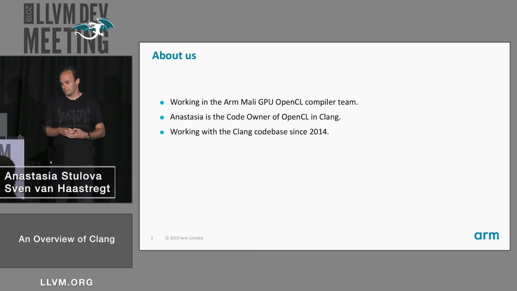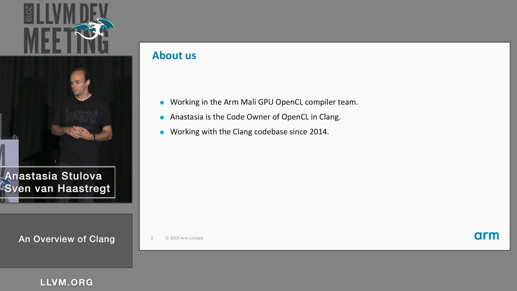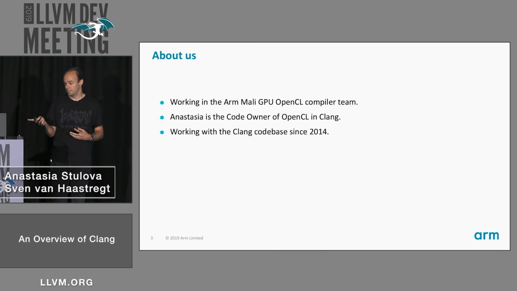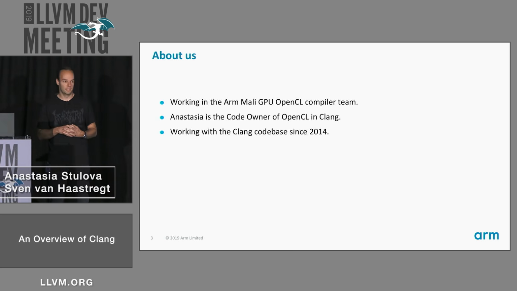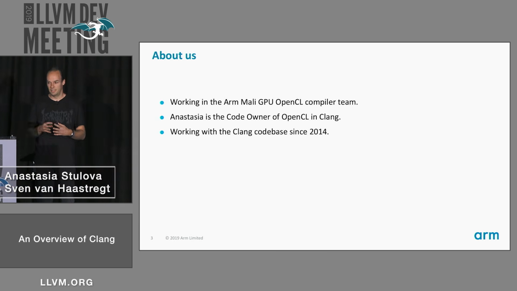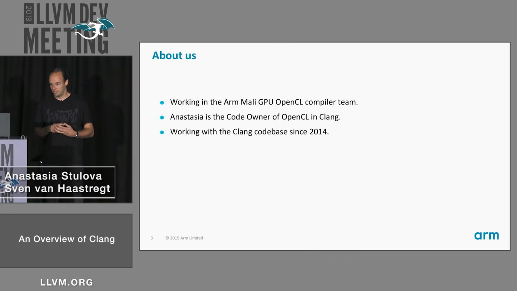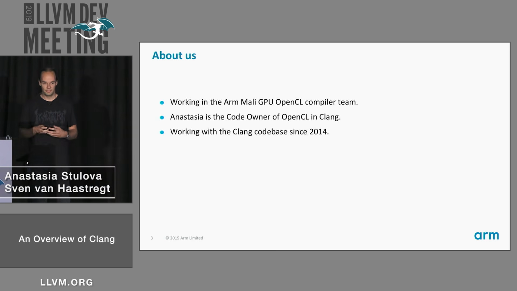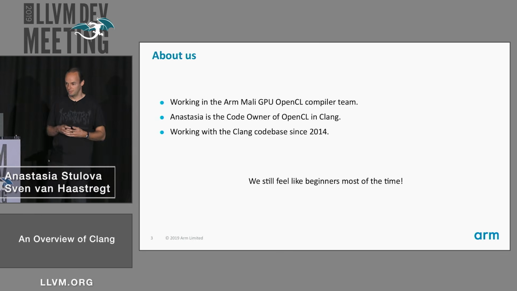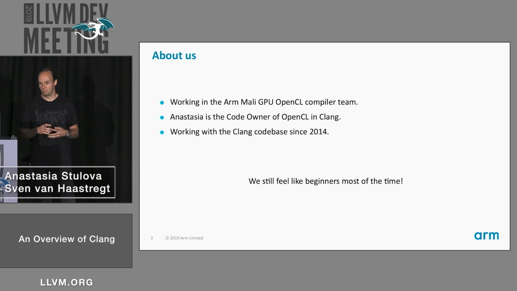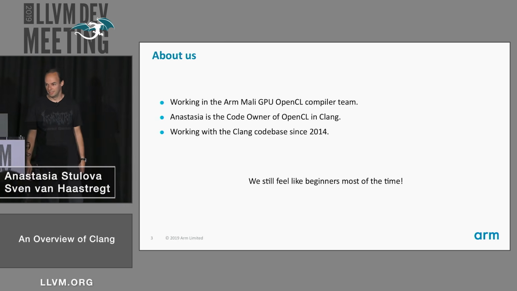A little bit about us. Both of us work in the Mali GPU OpenCL compiler team in ARM in Cambridge in the UK. Anastasia is the co-owner of OpenCL in Clang. So if you ever submit a patch that's messing about with OpenCL support in Clang, she's probably going to review it. Both of us have been working with the Clang code since 2014, so for 5 years. Doesn't mean we are experts. I wouldn't say so. Every time we touch something different, we feel like we're total beginners still. But we're going to try and do our best in giving you an idea of what Clang is.